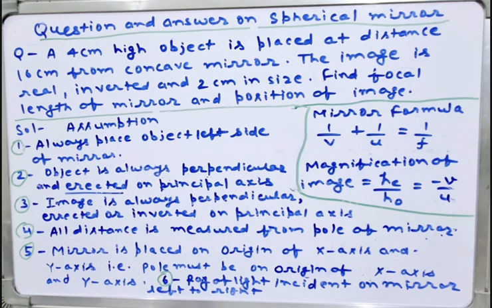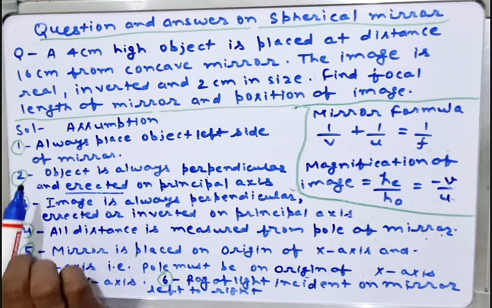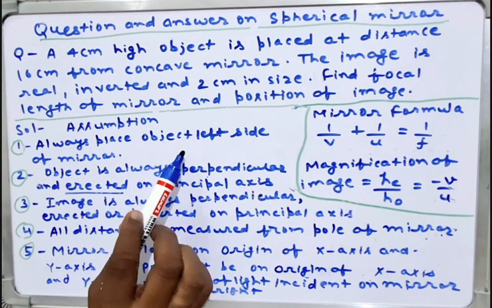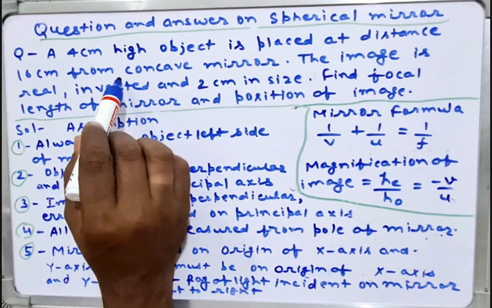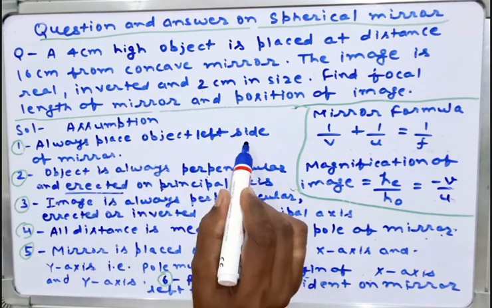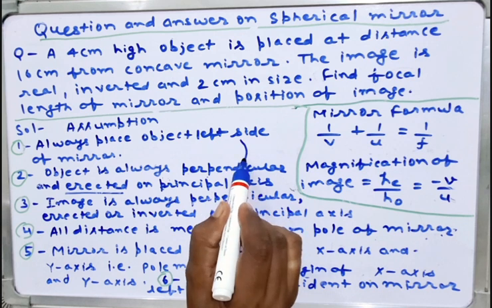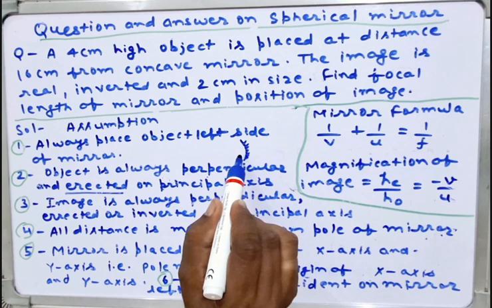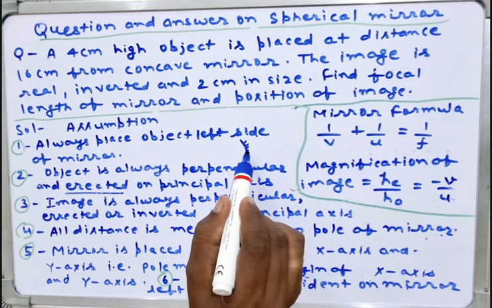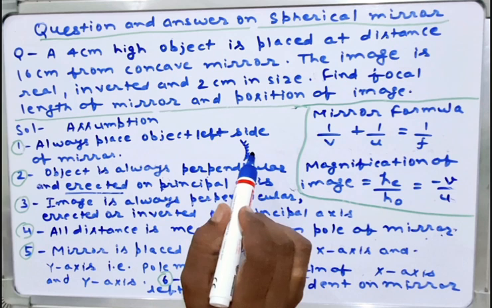Okay, so guys, for solving such type of problem you need to know some assumptions we make while solving the problem. The first assumption is always place the object on the left side of the mirror. In this question the mirror is concave. See here, this one is a concave mirror. Here the polishing is inside and the coating is outside, on the bulge part.